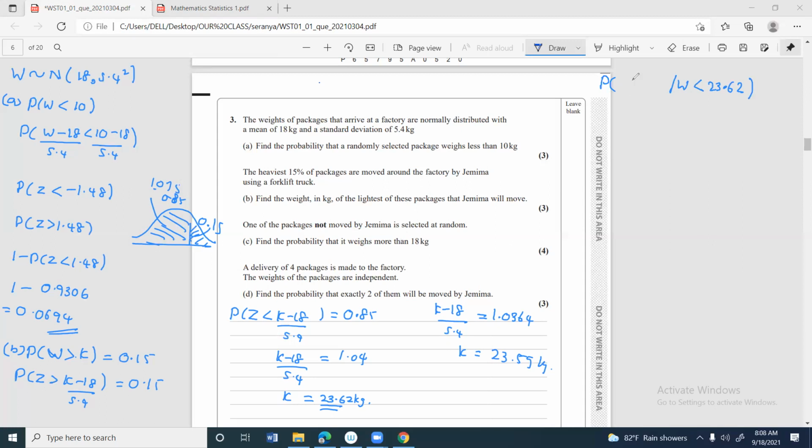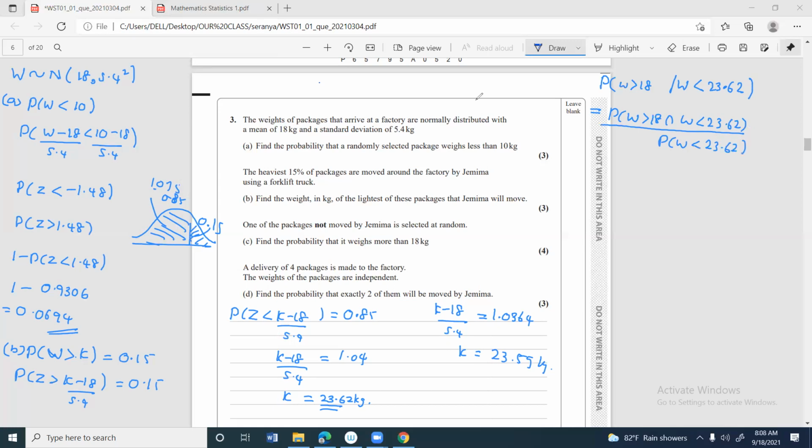So we can say the probability of W greater than 18. According to the definition of conditional probability, this is the probability of W greater than 18 intersection W less than 23.62, divided by the probability of W less than 23.62. Then we will get this answer.